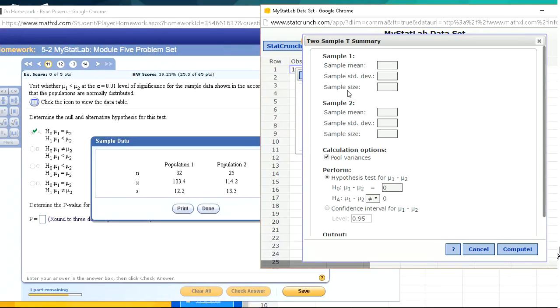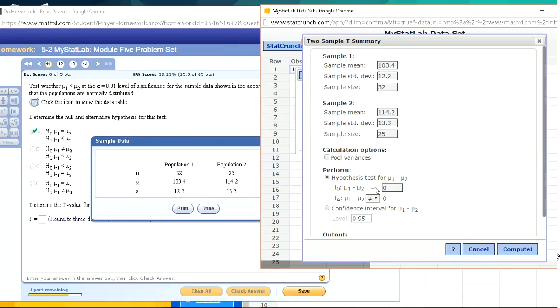So once again, we have the sample means. Just type it all in. 103.4. Sample standard deviation 12.2. Sample size 32. Second one, 114.2, 13.3 and 25. Okay, I'm not going to pool variances.